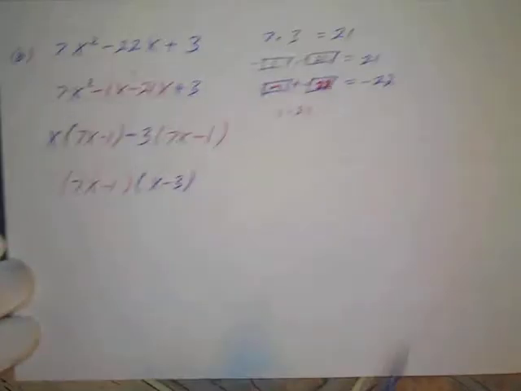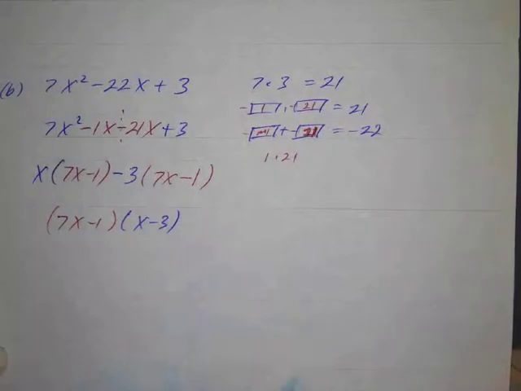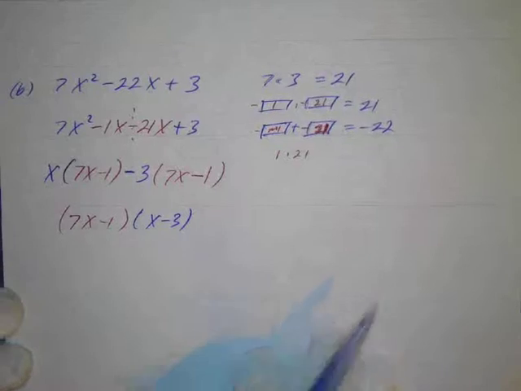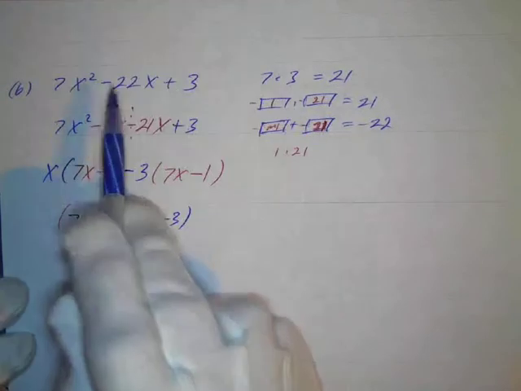Now, if you don't find the two numbers that satisfy this criteria, then this is what we call prime. We can't factor it. We have to use some other method. If it's an equation, we use a different method. If we want to factor it, it can't be factored. So there you go. Okay? So those are when we have a positive positive or negative positive.